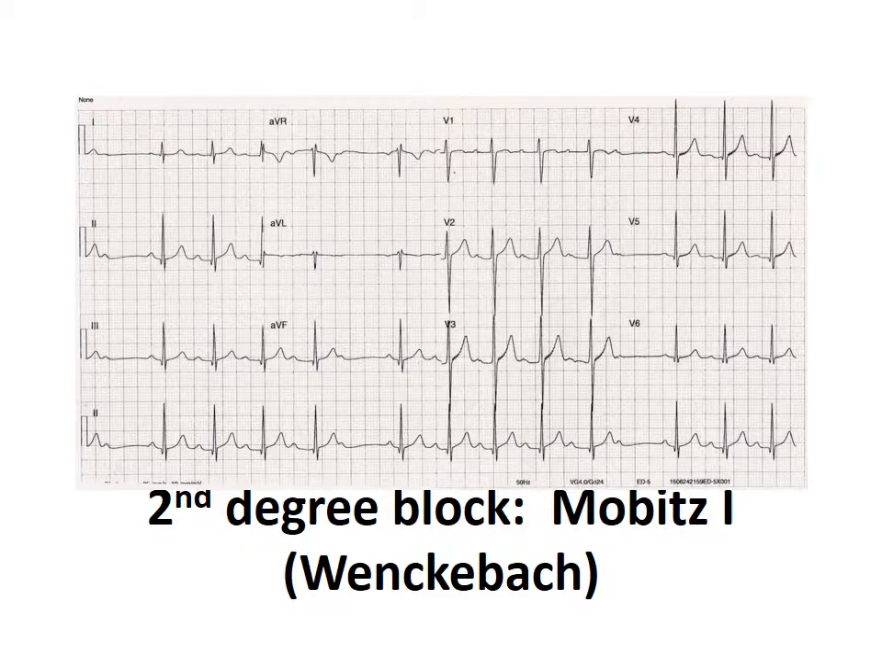Mobitz 1, which is Wenckebach, is shown here. If you look at the PR interval, it continues to increase until it drops the QRS beat. So look at the bottom, we've got lead 2 here. You've got a PR interval that's fairly normal, then it enlarges, then it gets bigger, and then eventually it drops the QRS. And then it starts over. In fact, if you were to take those first 4 beats and the next 4 beats, they look pretty close to the same, especially in terms of the PR interval.